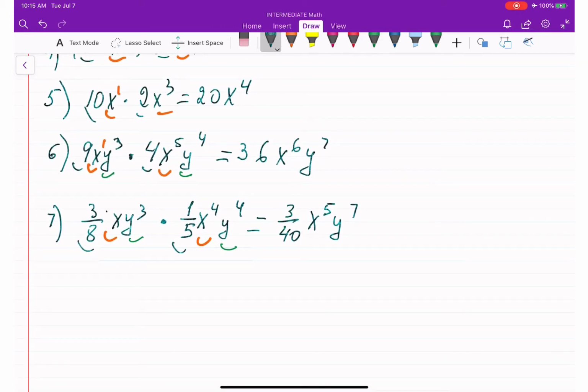Okay. 3a times 7a squared b times 0. As long as you have 0, it doesn't matter what terms you have there, so it's 0, period. Easy as that.